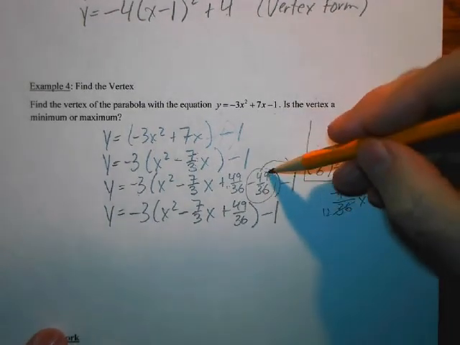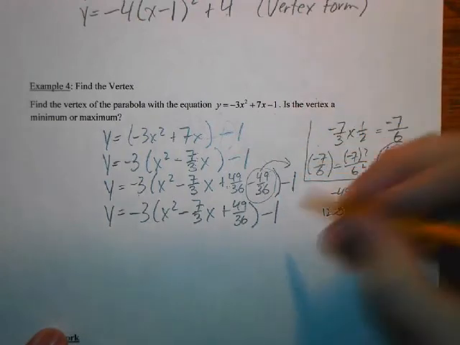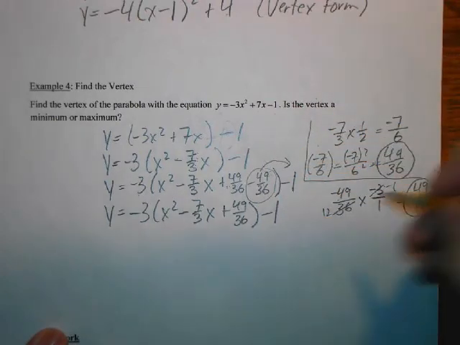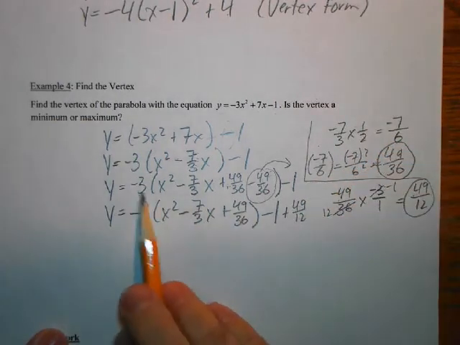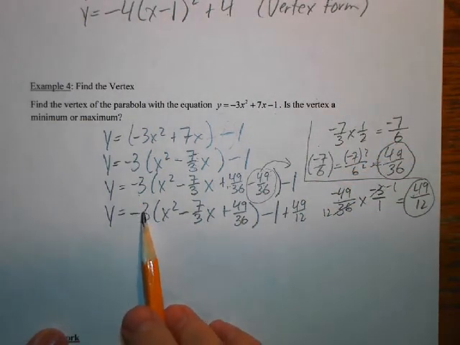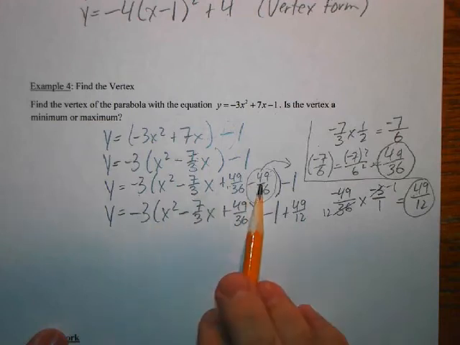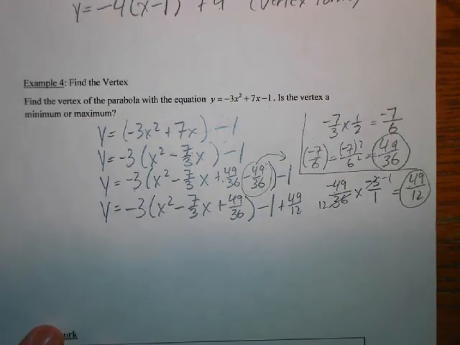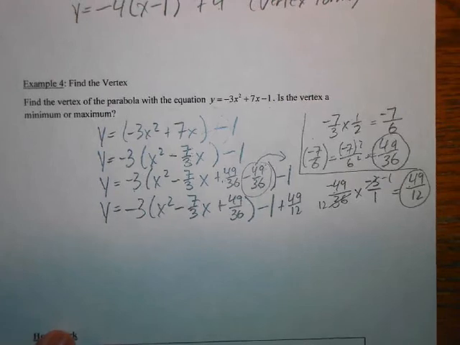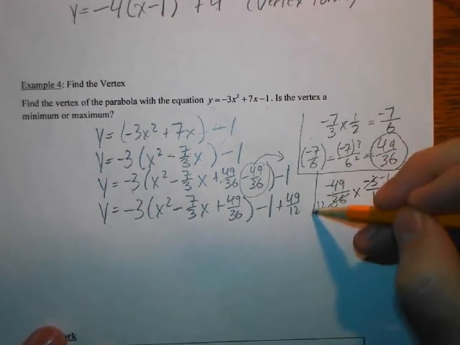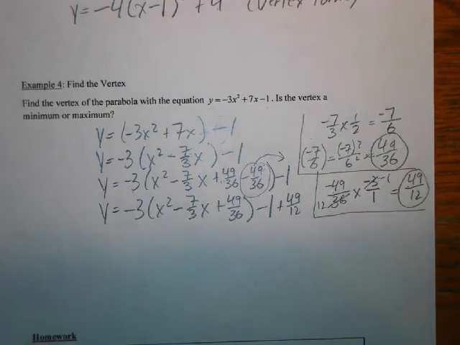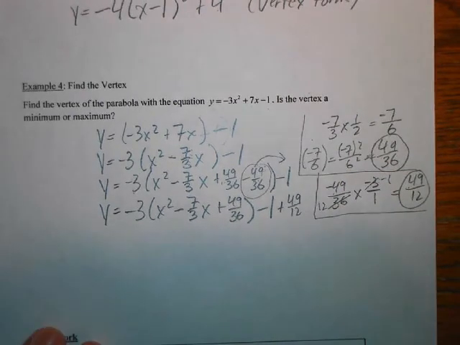When I move this outside, that's what I put. And notice that it's plus 49/12, right? Because both the numbers we're multiplying were negative, so it becomes positive, just like the last example. Okay, so that's a little bit messy, but you just have to be careful with your math. Make sure you know how to work with fractions.